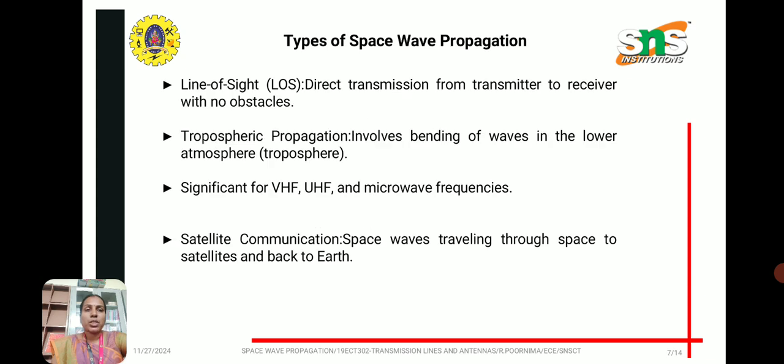And types of space wave propagation. Line of sight: direct transmission from transmitter to receiver with no obstacles. And next is tropospheric propagation. It involves bending of waves in the lower atmosphere, which is called the troposphere, and it is significant for VHF, UHF and microwave frequencies. Next is satellite communication: space waves traveling through space to satellites and back to earth.